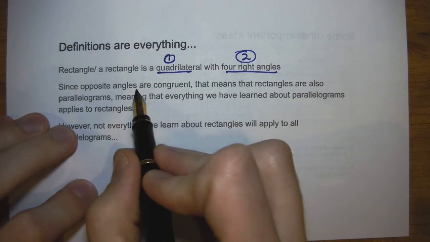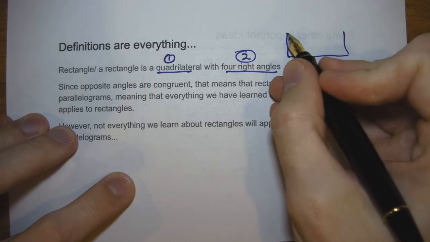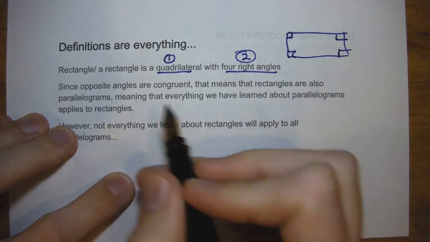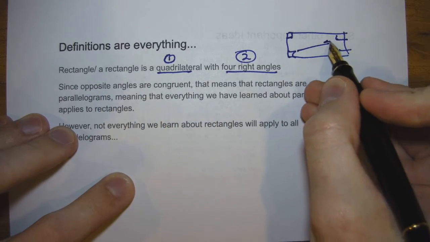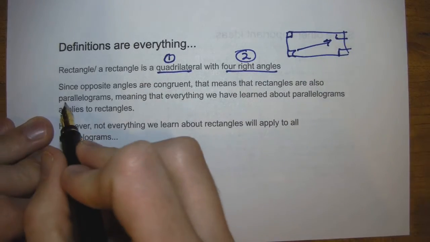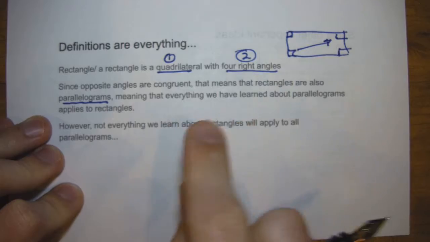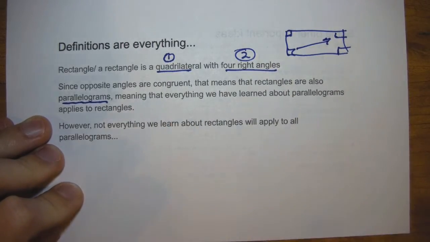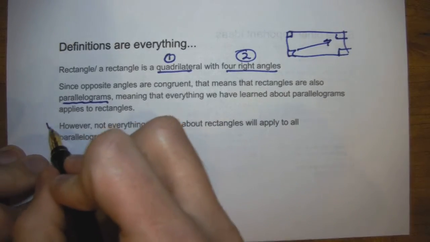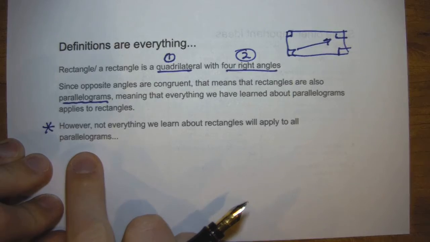For example, opposite angles would obviously be congruent, right? If I drew just any old 4-sided figure with 4 right angles, well, then it's obvious that opposite angles are congruent. So that means rectangles aren't just rectangles, they're also parallelograms as well. Since they're parallelograms, everything we've learned about parallelograms will apply. However, be forewarned, not everything we learned about rectangles goes in the other direction.